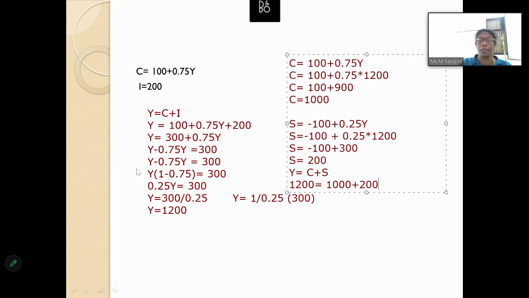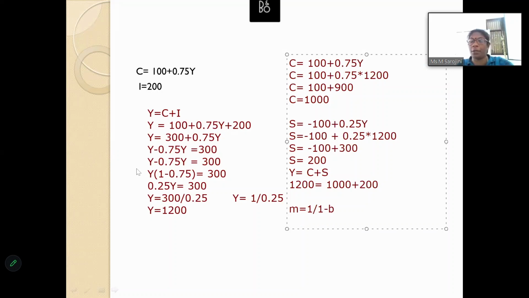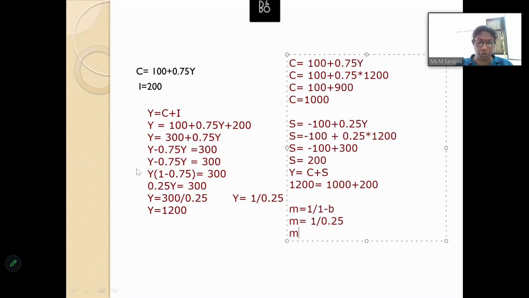We can calculate one more thing, the multiplier. Normally for the two-sector model, the multiplier, we put this simply as m, that is equal to 1 over 1 minus b. According to our information, b is equal to 0.75. Therefore, 1 minus b is 0.25, and 1 divided by 0.25 is equal to 4.